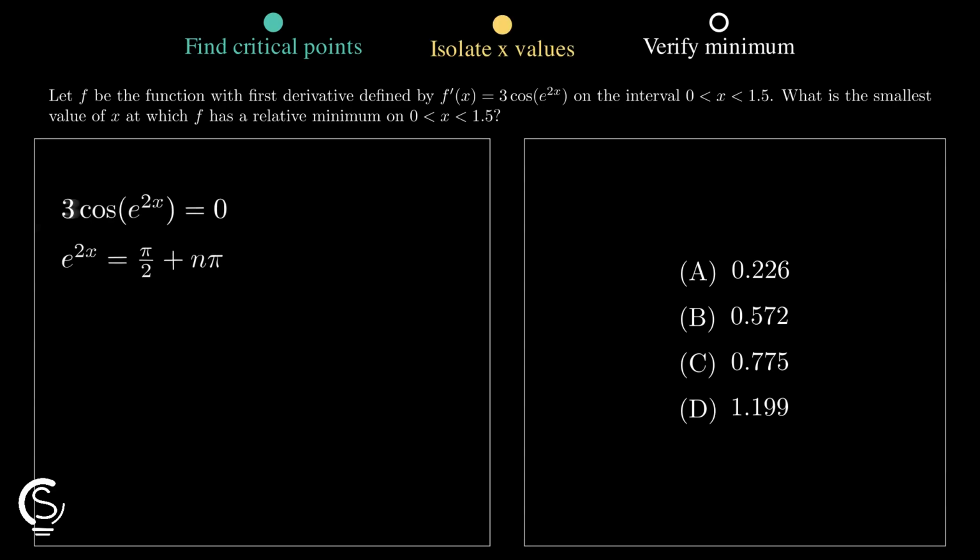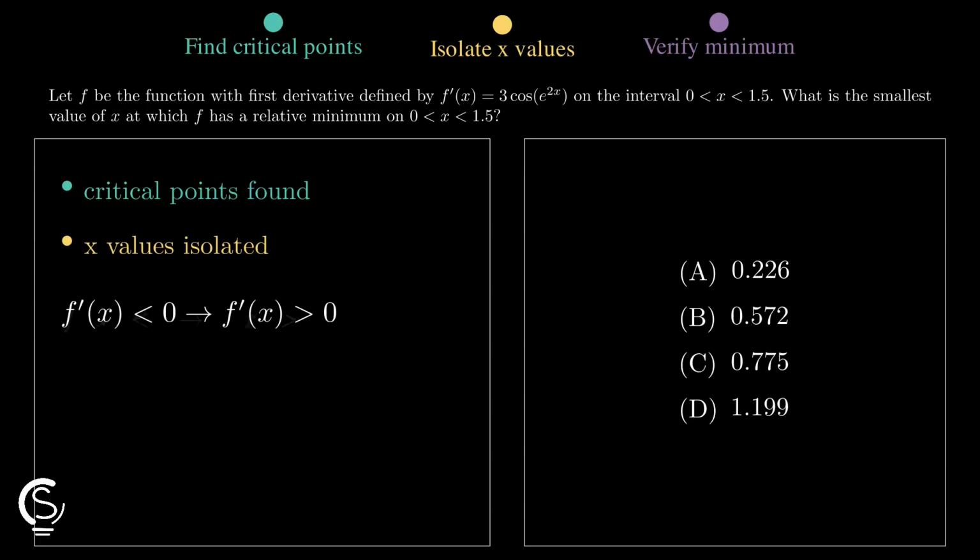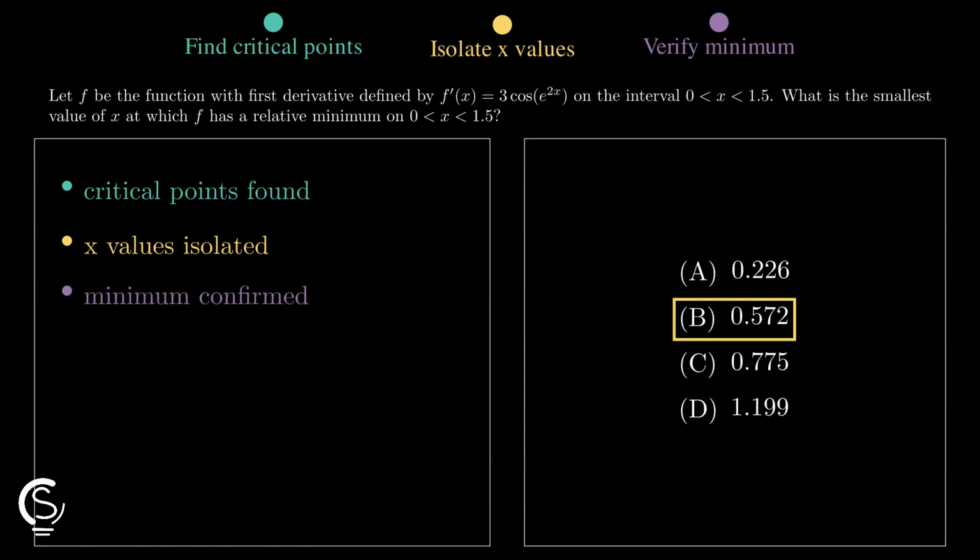Now isolate x by taking the natural log of both sides and dividing by 2. We test values of n to find the points within our interval 0 to 1.5. A relative minimum occurs when the derivative changes from negative to positive. Testing the critical points confirms which value satisfies this condition for the function f, giving us answer B.